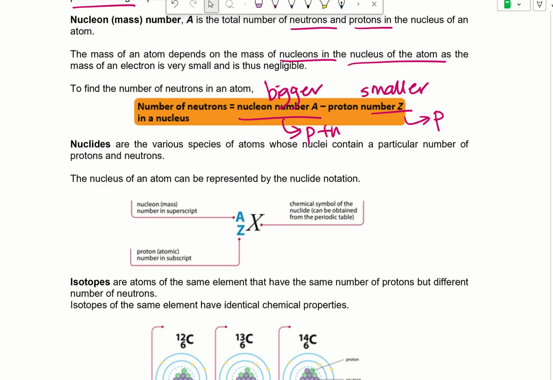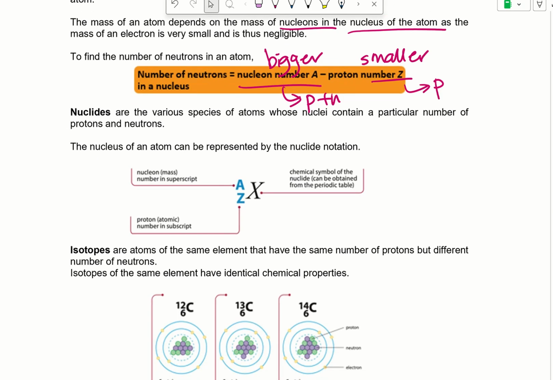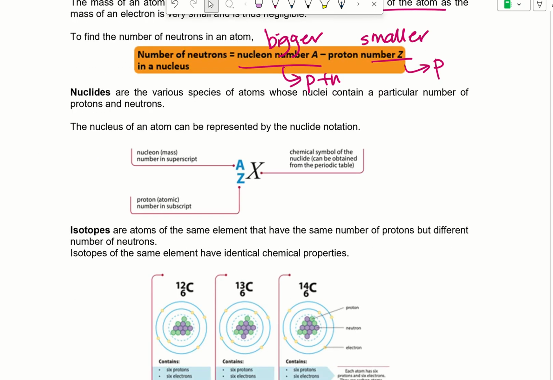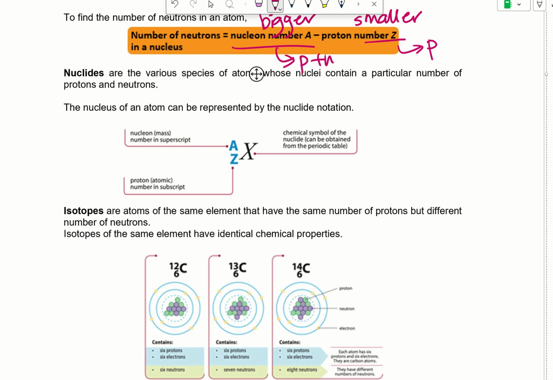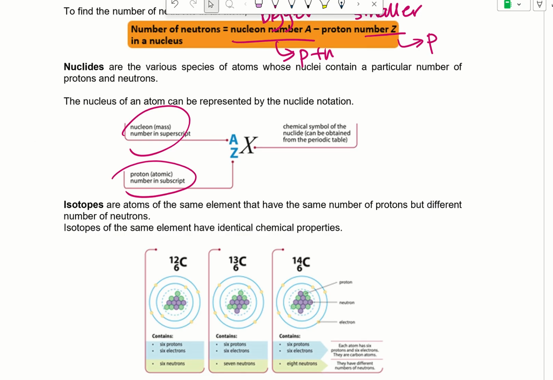Nuclides are the various species of atoms whose nuclei contain a particular number of protons and neutrons. They can be represented in this way. X is the symbol for the element, which you can get from the periodic table. A is the mass number, and Z is the proton number. So the top number will always be bigger than the bottom number.